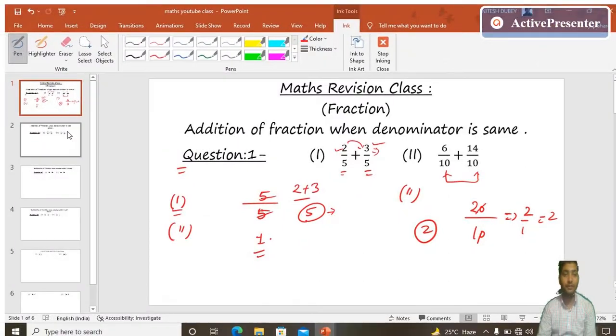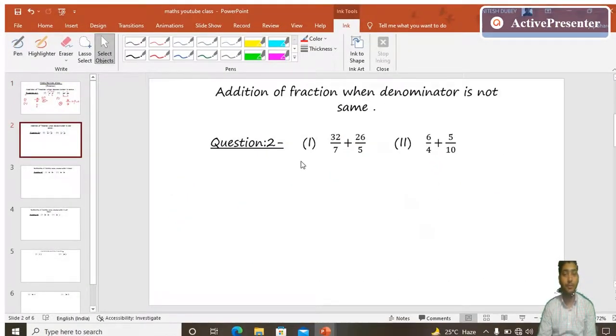Now we are solving such types of questions where the denominator is not the same. Now here you will have to do a little bit of hard work to find the correct answer. For this case you will have to do two methods again, but here the methods are more complicated than what we have seen earlier when the denominator is the same.